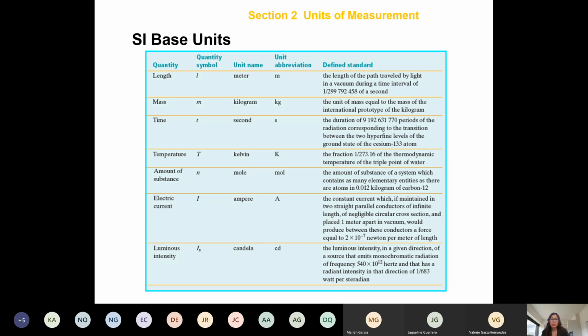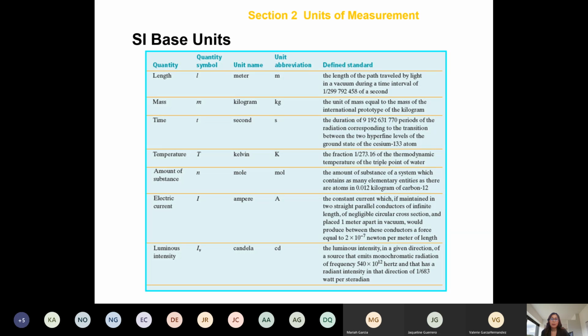For mass, the base unit is kilogram and it's abbreviated kg. For time, it is the second, abbreviated s. And for temperature, it's Kelvin, abbreviated uppercase K. So those are the symbols for the quantity and the symbols for the units that you need to know. Those four really are the ones that you should be highlighting or making stand out. Now, these are the base units.